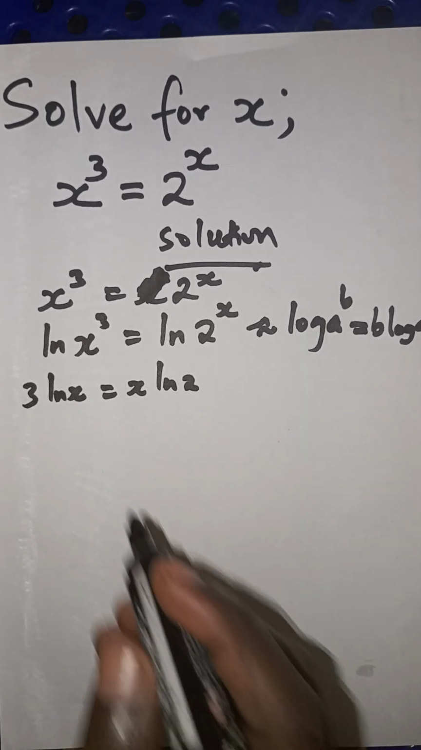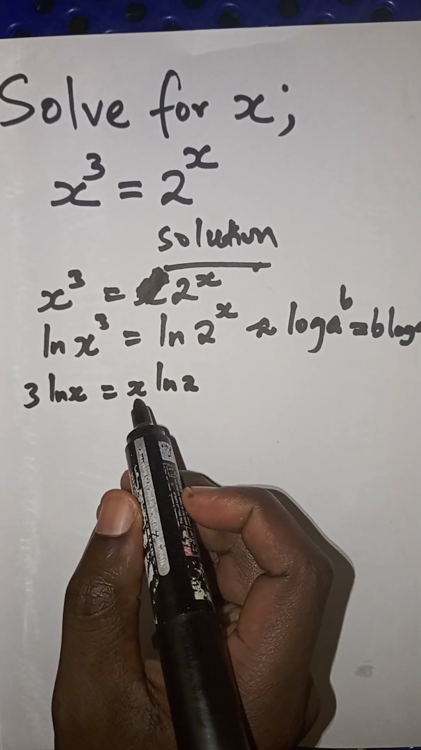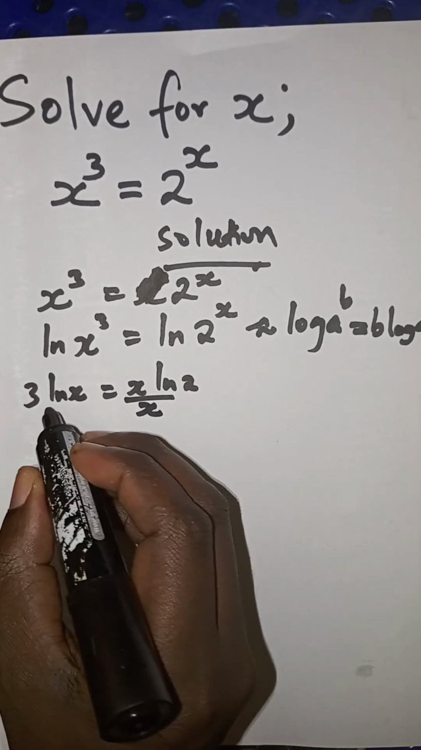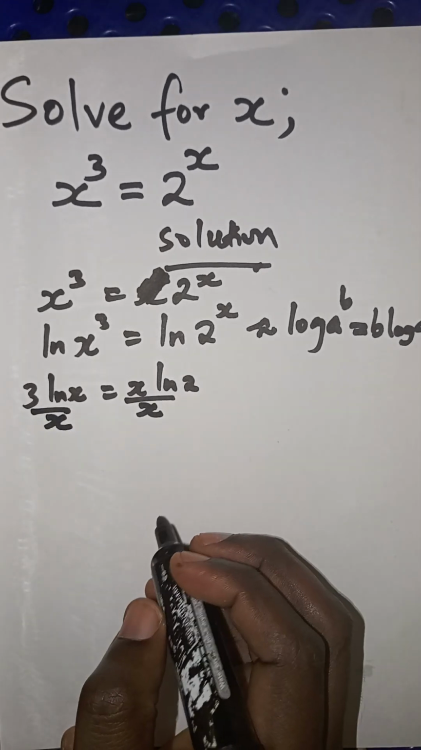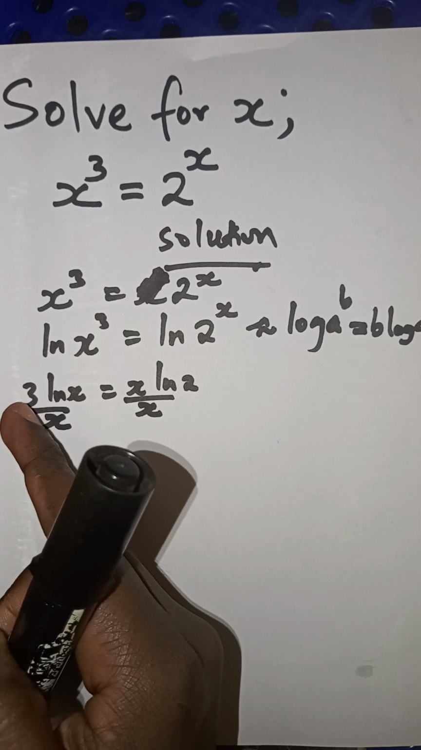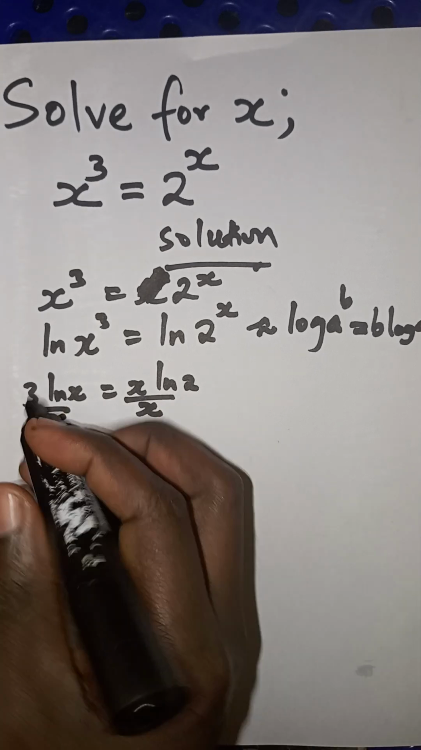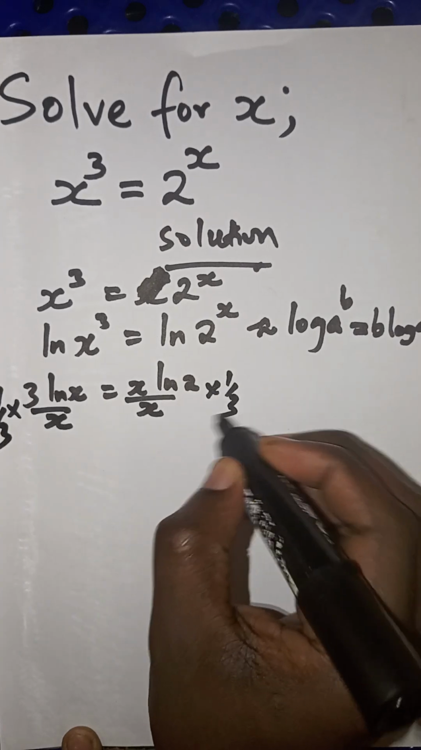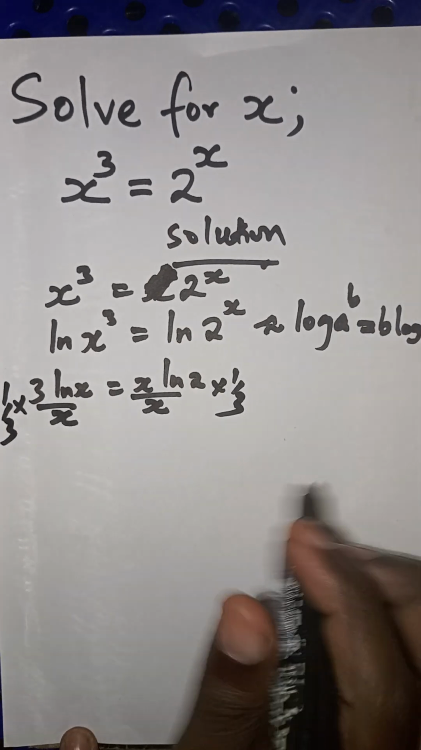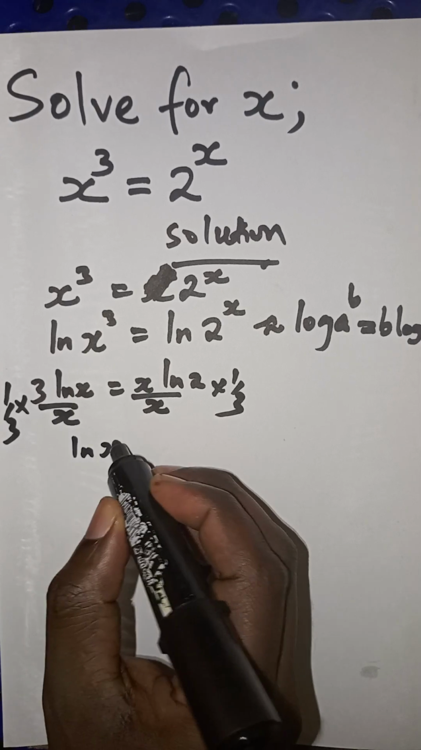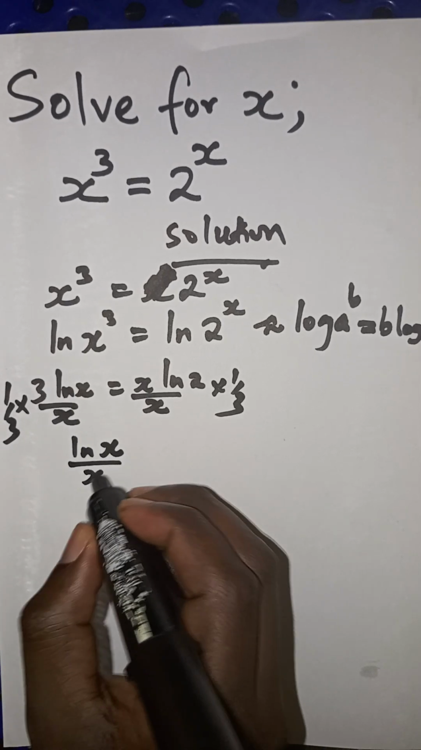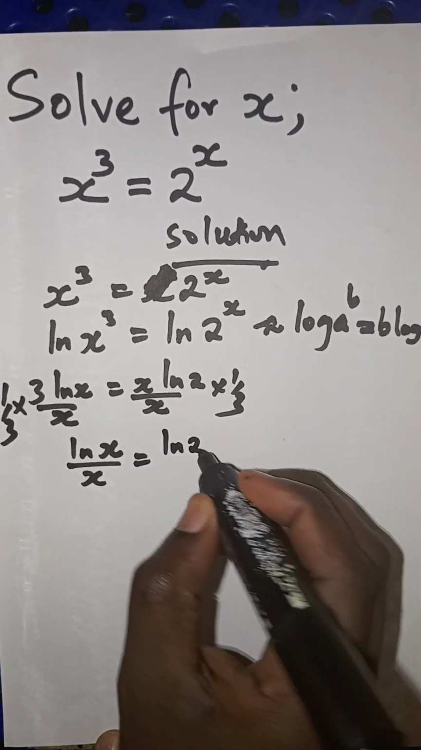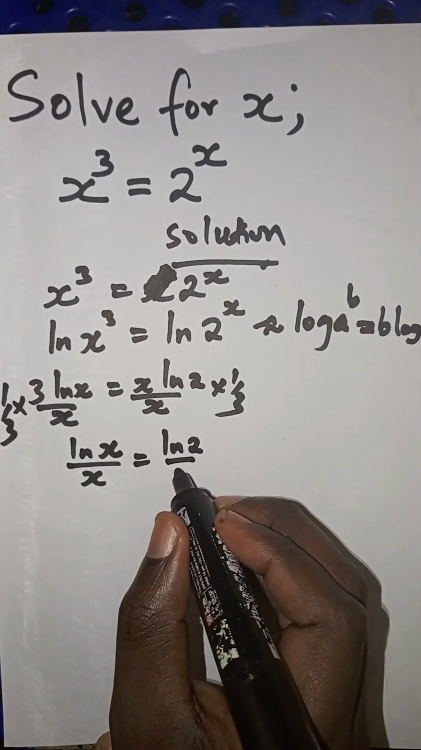Next step, I'm going to take the natural log of x and x on one side, so I'll divide all through by x. And then I'm going to divide also by 3 on the other side, so that I multiply by 1 all over 3. So that my equation now changes to the natural log of x divided by x is equal to the natural log of 2 divided by 3.